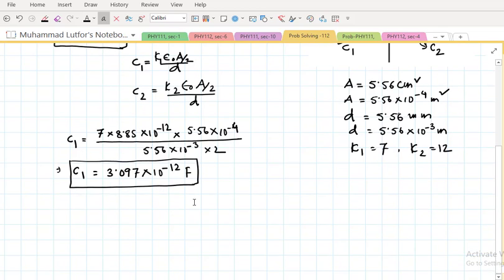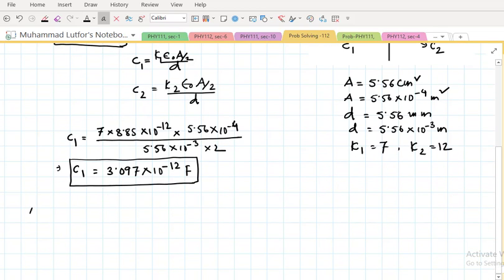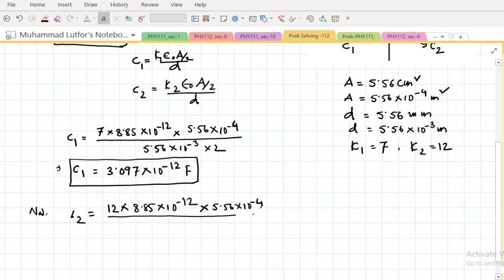And C2 we can find out. C2 would be 12, the dielectric constant, times 8.85 into 10 to the power minus 12, the constant epsilon naught, and the area 5.56 into 10 to the power minus 4 divided by 5.56 into 10 to the power minus 3 into 2. If you solve, you will find that the capacitance of capacitor 2 is 5.31 into 10 to the power minus 12 farad.